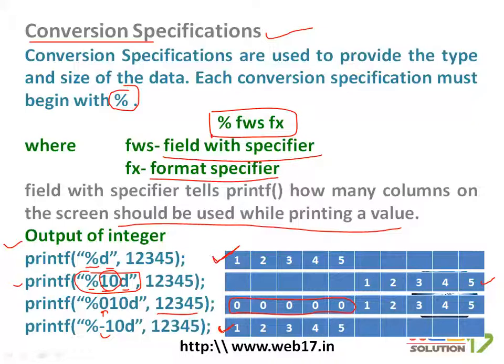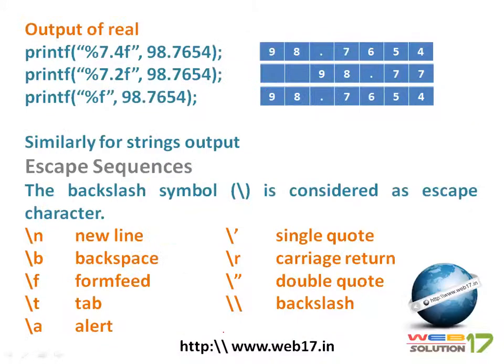Now for output of real numbers, we are using %7.4f here. F is for floating point format, for example 998.765. When we use %7.2f and 98, we are using 2.